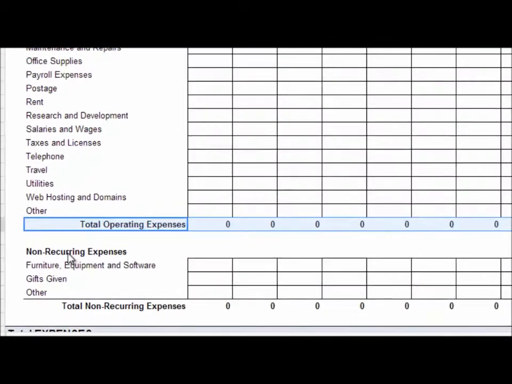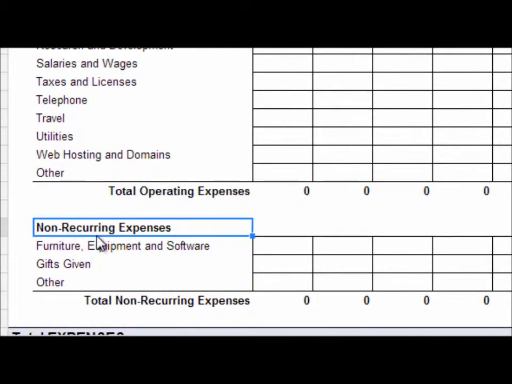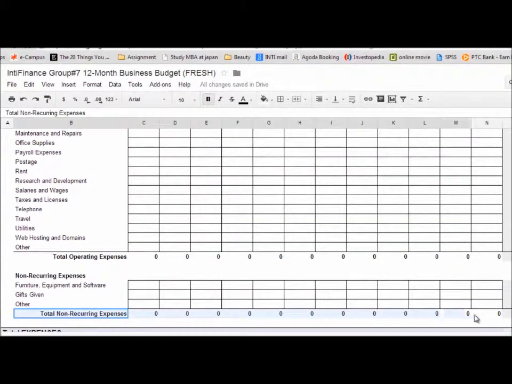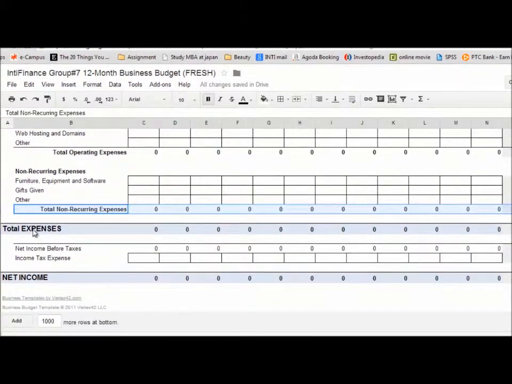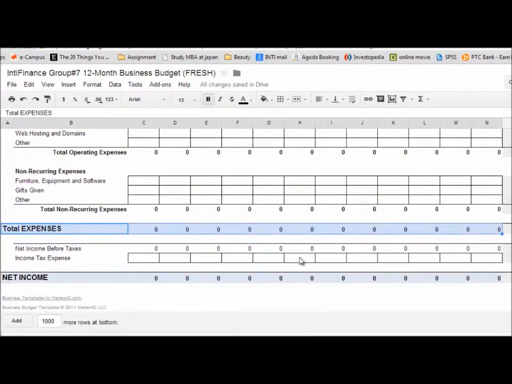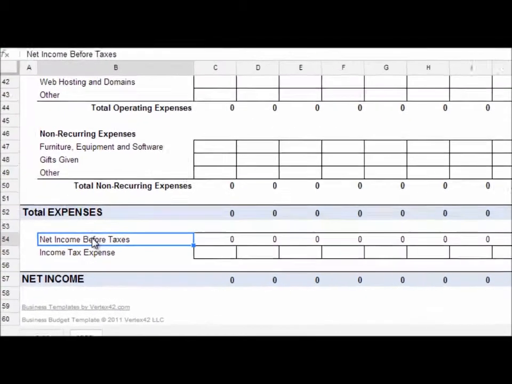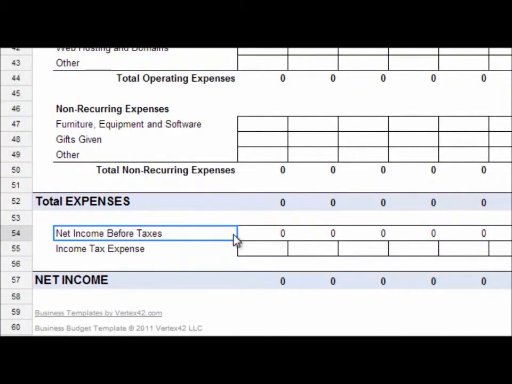On the other hand, non-recurring expenses are the expenditure used that does not involve in the normal business operation, such as furniture, gifts given, and others. The total non-recurring expenses will be in this row. Total expenses will be in this row, followed by net income before tax, income tax expense, net income. Let's move on to the template for goods.